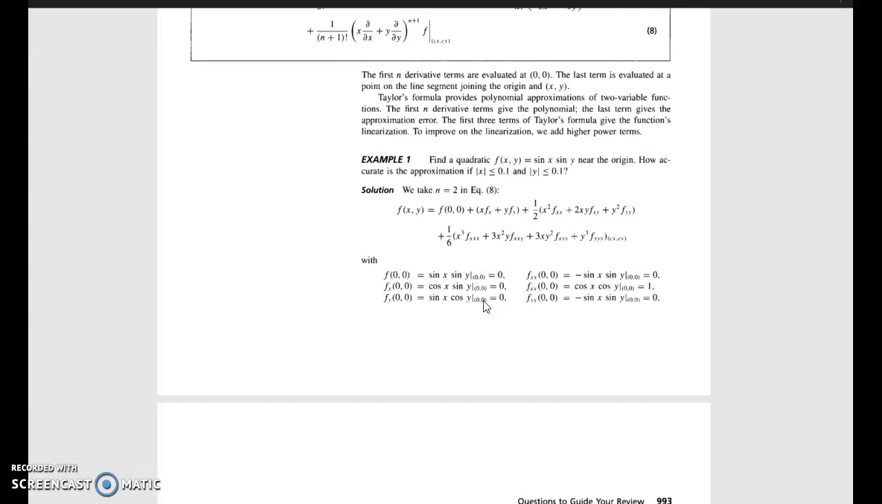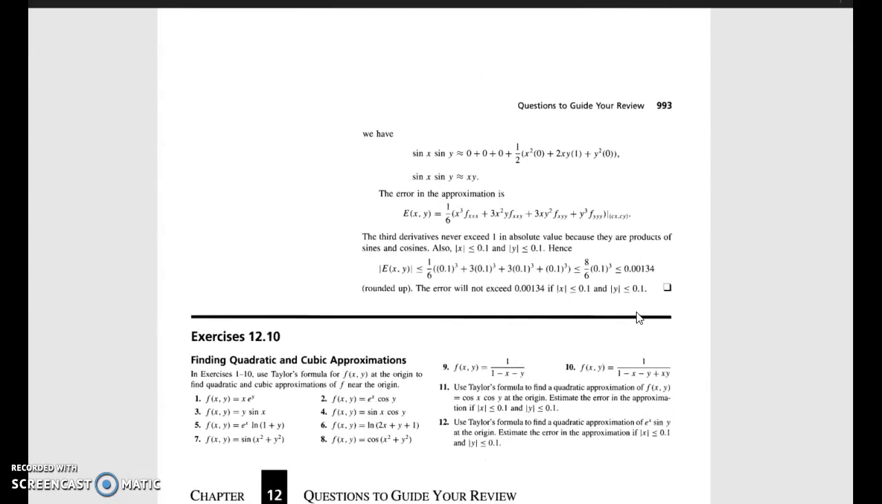fxy means the derivative of fy with respect to x, or fx with respect to y. This can be done very easily. fy is sin x cos y; its derivative with respect to x: the derivative of sin x is cos x, so the answer is cos x cos y. At the point (0, 0), that equals 1. Next is fyy, the derivative of fy with respect to y. The derivative of cos y is minus sin y, so this is minus sin x sin y, which equals 0.